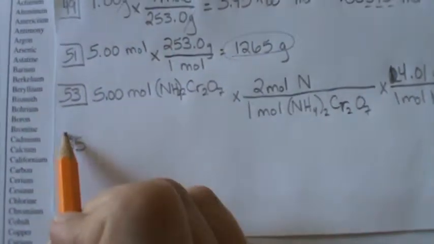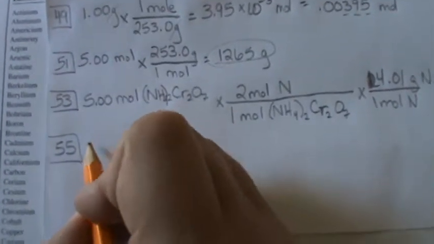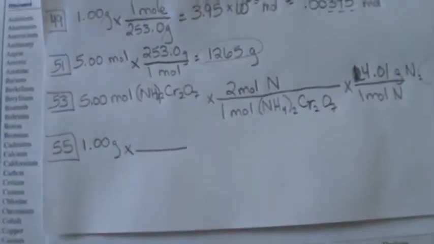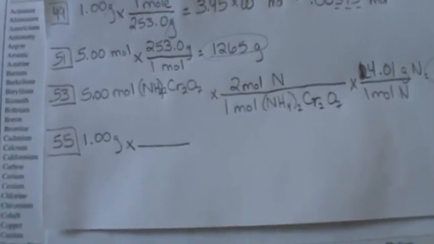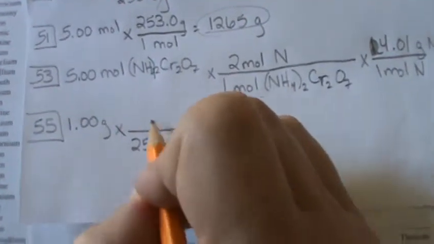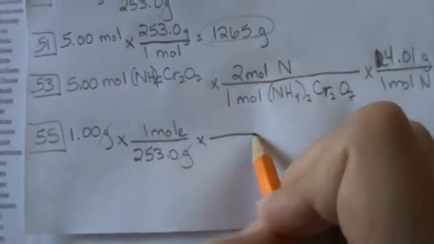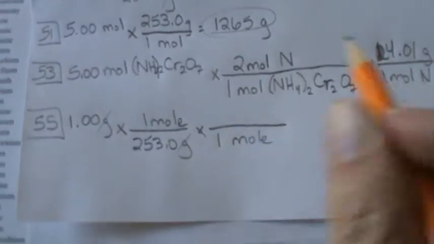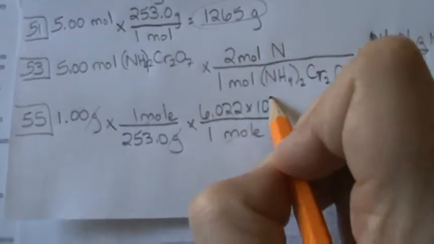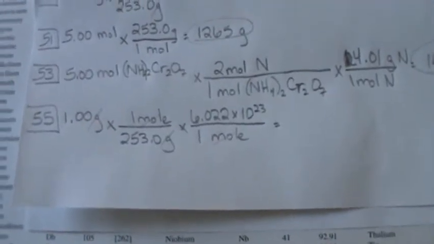Now I have 55, and it asks for the number of molecules in 1 gram of my compound. If we're looking at molecules, we need to link molecules to grams, or molecules to moles. So I have 253.0 grams in 1 mole, so I'm getting rid of my grams. Now I get rid of my moles by saying that in every mole I have 6.022 times 10 to the 23rd. In this case it's actually not molecules, but formula units. That's probably what we should be saying.